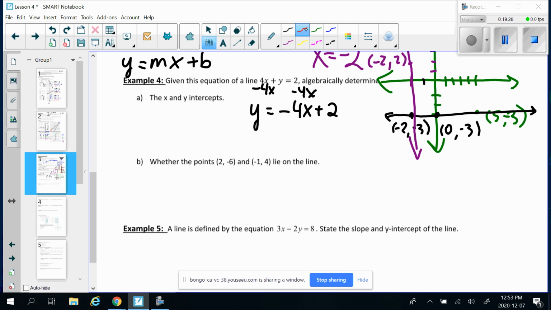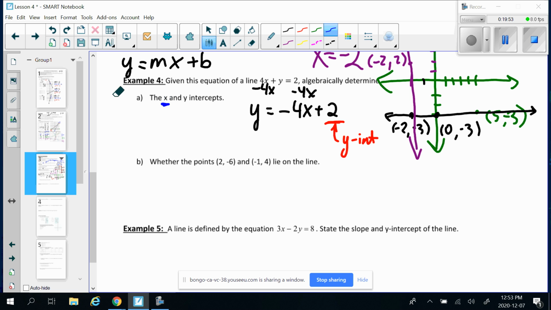Some students would say, oh, I can tell the slope. The slope is 4. And you'd actually be wrong because the slope is -4. So the important thing is you need to rearrange it so it actually looks like y equals mx plus b. Otherwise, you can't tell anything about it. So now that it is in this format, I know that this is the y-intercept. Okay? But how do I determine the x-intercept?